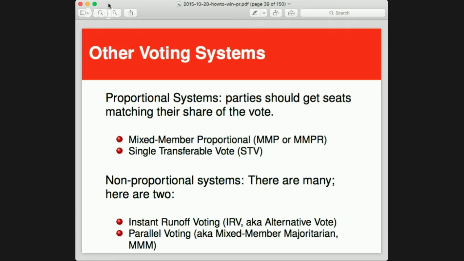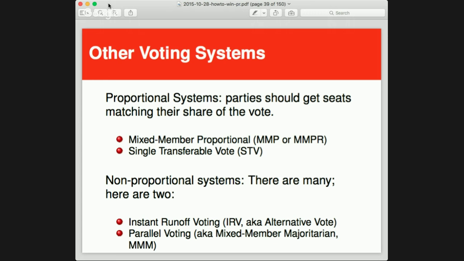Two of the most common ones that you hear in proportional are mixed member proportional, which some of you might remember from the debacle in 2007. And I'm going to abbreviate that MMPR. Usually it's abbreviated MMP, but people tend to get that confused with another acronym for Member of Provincial Parliament. So I'm going to go with MMPR. And then there's single transferable vote, which is a kind of vote where you rank candidates. And there is an example of a system where you do take into account the surplus votes.